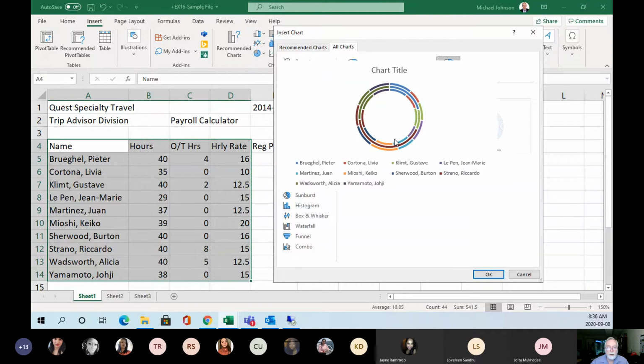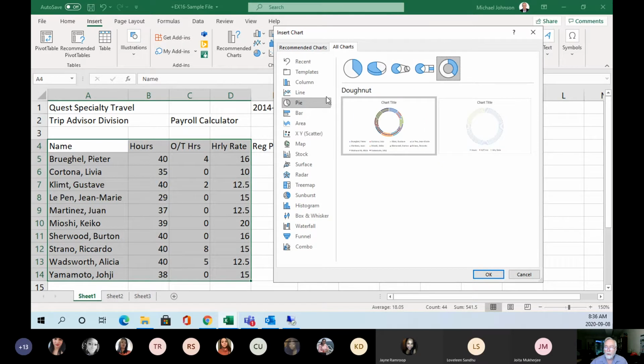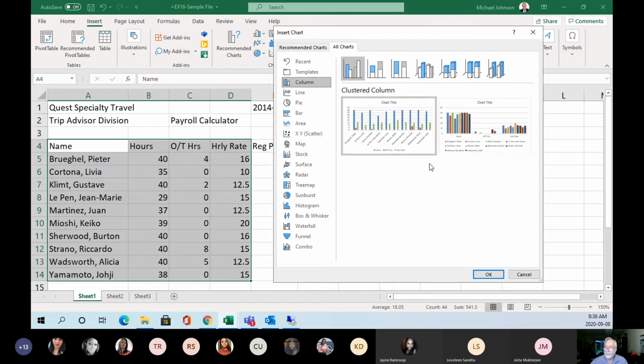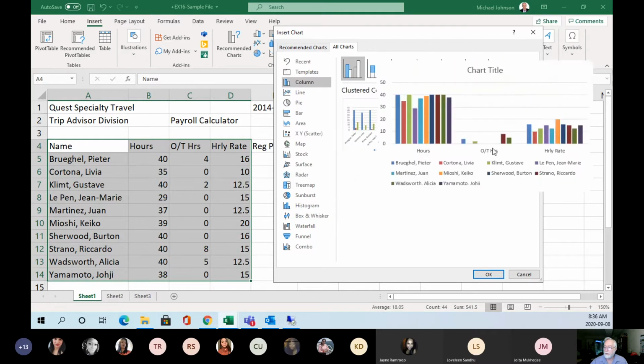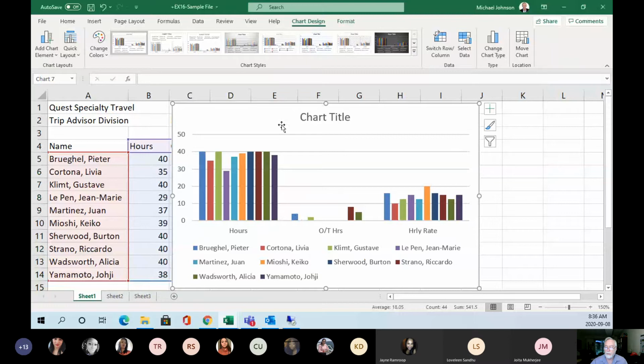However, there's something else here which is kind of important. And that is that the way we see something can be modified. So I'm going to choose a column for a moment. And let's just choose this one. We'll choose this one here just for kicks. There we go. So now I have a chart. And what's fascinating is that I can actually come up here and I can switch the data. Right now we're looking at hours, overtime, and hourly rate. And then of course each color happens to be associated with one of the employees.